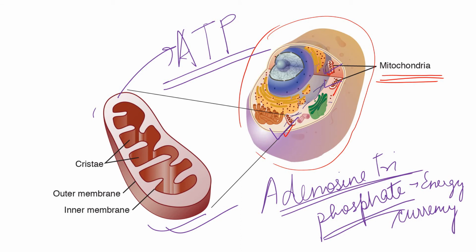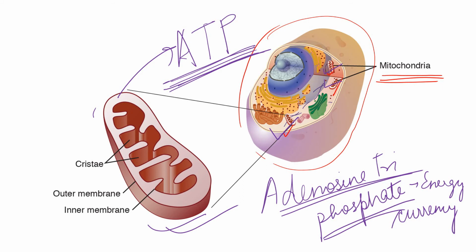It's rupee. Then for Bangladesh, it's Taka. Similarly, the name of the currency of our cell is ATP. This is the source of our energy. This gives the energy. Mitochondria gives us the energy.